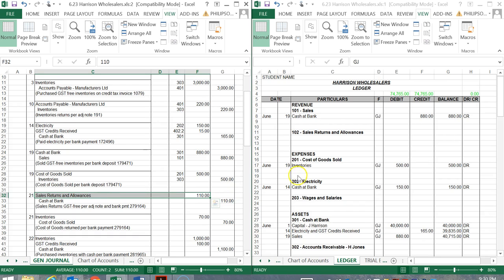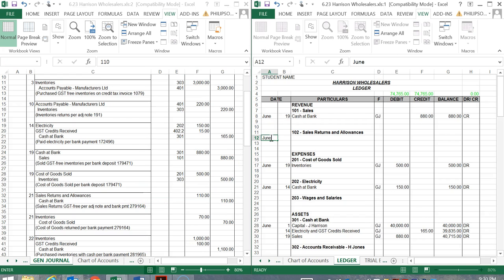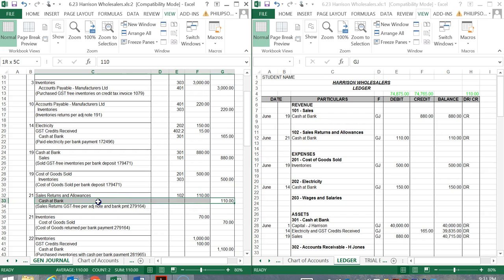Okay, so our customer has returned some goods, so we need to debit 110 to our sales returns and allowances account. So June 21, not the 32nd. And it's 110 debit is what our journal entry tells us. 110 debit. Our particulars from the credit side of the journal entry is cash at bank. Folio that. Okay, and then we need to post 110 credit to our cash at bank account.